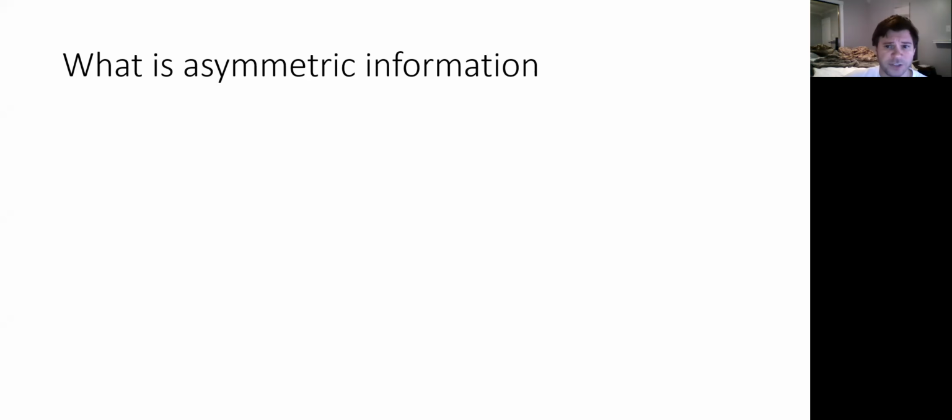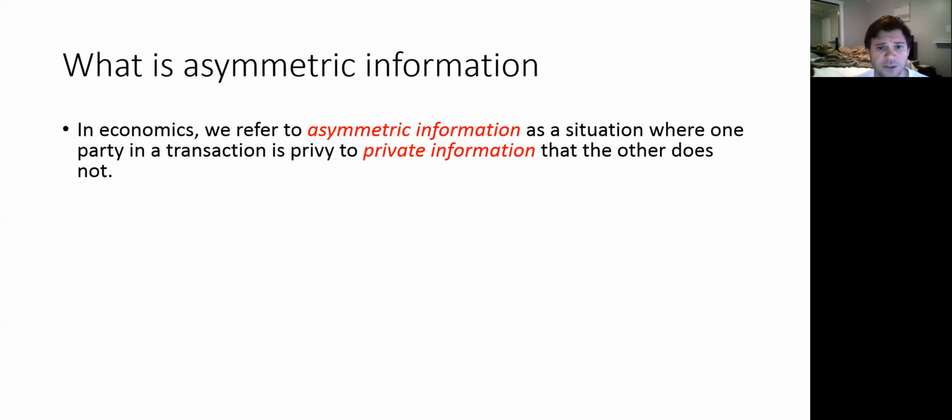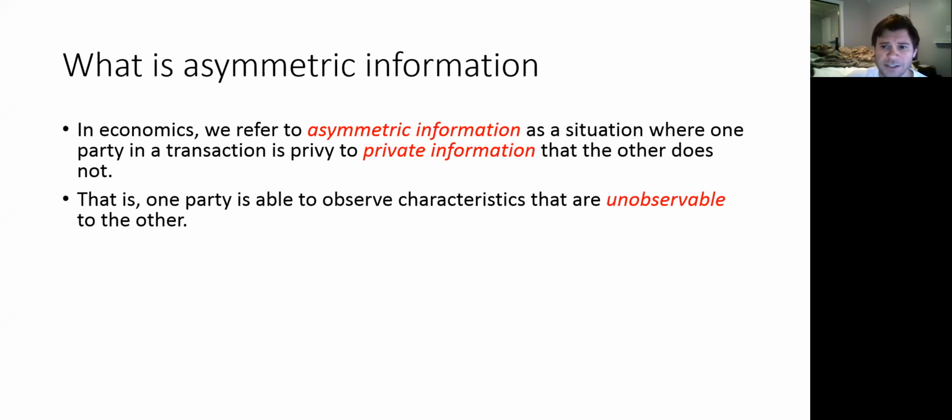In a very general sense, economists use this term asymmetric information to refer to a situation where one party in a transaction is privy to some private information that the other party does not have access to. Meaning, in one sense, one party is able to observe some characteristic that the other party finds to be unobservable. And we're going to think about distilling this idea down into two particular situations with respect to market transactions.